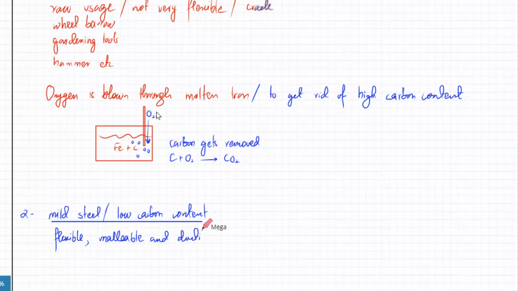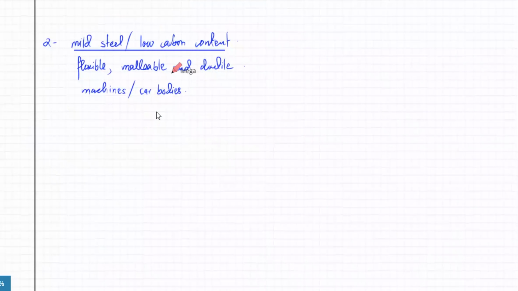So in most places this is what gets used because it's flexible. Machines, car bodies, etc. You want steel to be flexible in a lot of places so that it can absorb impact. So machines, car bodies, they bend but don't crack, okay? So you want steel to be like that. And the third type of steel is stainless steel.